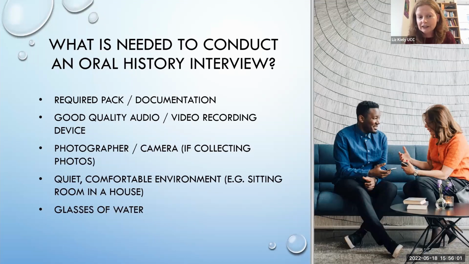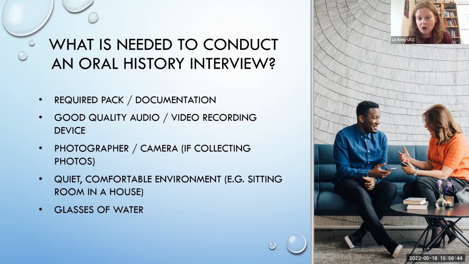What do we need to conduct an oral history interview? Well, the required pack that I mentioned earlier, that has all of our documentation, our checklists, our reminders, and a good quality audio or video recording device. It doesn't have to be expensive, but it has to be reliable, and it has to be one that we're comfortable using. As a person who's not too technical, I just try to stick with the one kind of device. I'm very comfortable with it, and it gives me confidence that the recording will happen and that it will be good quality. We might need a professional photographer. We might need a camera to ensure we collect good quality visuals or photos.